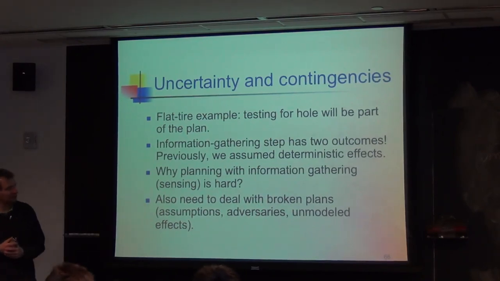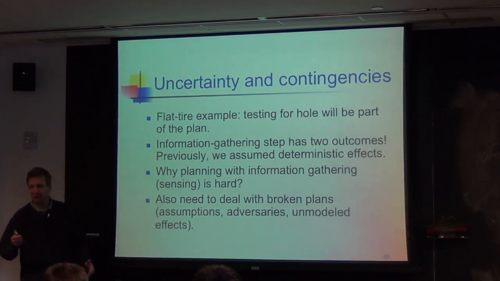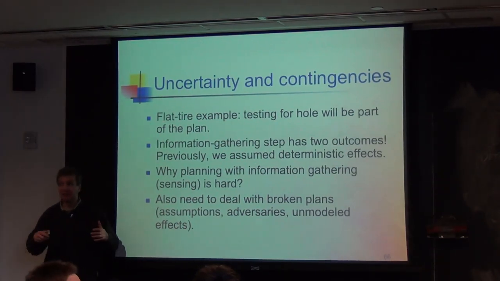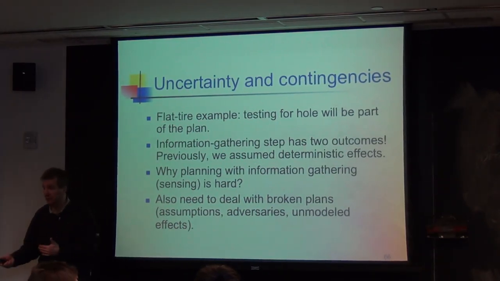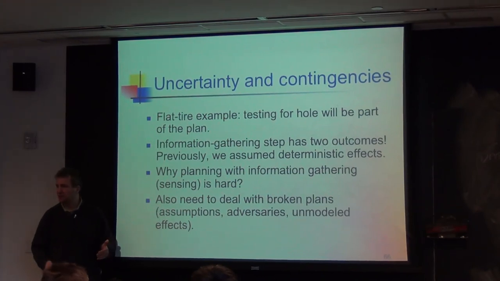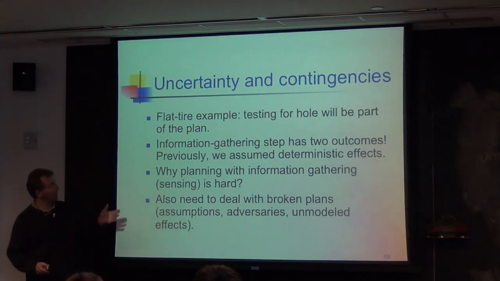Finally, you also need to deal with broken plans. What happens if your assumptions are wrong, your adversaries outflanked you, or there are unmodeled effects, things that didn't happen? You basically didn't get the outcome that you expected when you did the planning in the first place, and now I have a violation, and I have to do something different. Contingent planning is a way to hedge against that uncertainty. It doesn't solve the uncertainty, right?